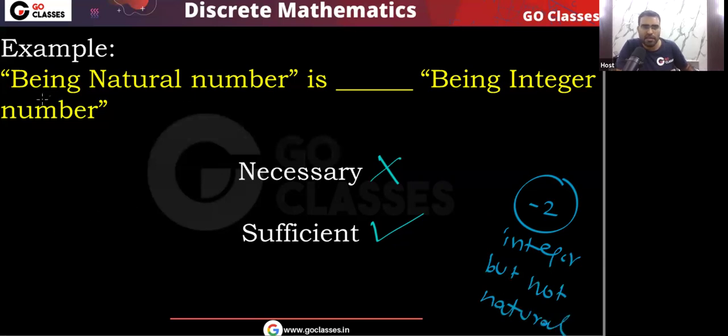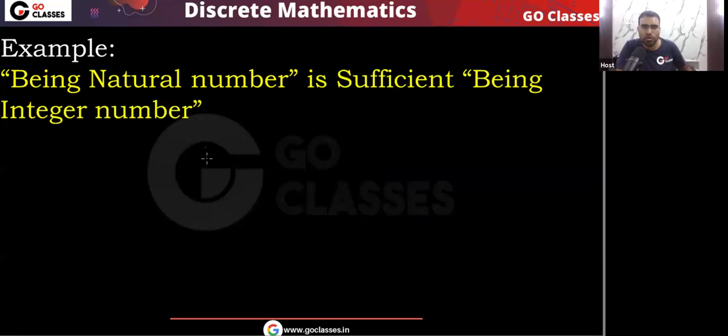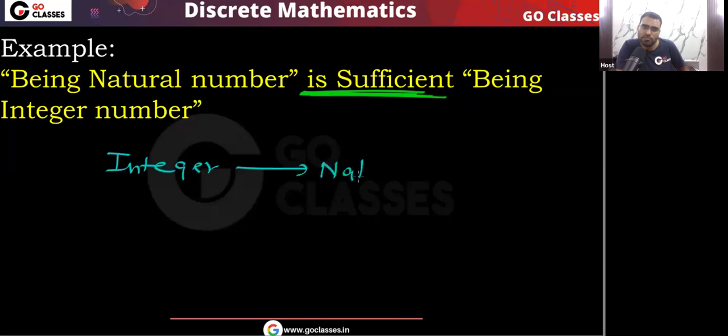So you can easily see, if you are natural number, then that is enough to be integer, but that is not necessary. For example, -2, that is also integer, but not natural. So I can say it is sufficient. Yes or no? Now what does it mean? Does it mean integer implies natural or natural implies integer? Tell me, does it mean integer implies natural or does it mean natural implies integer?